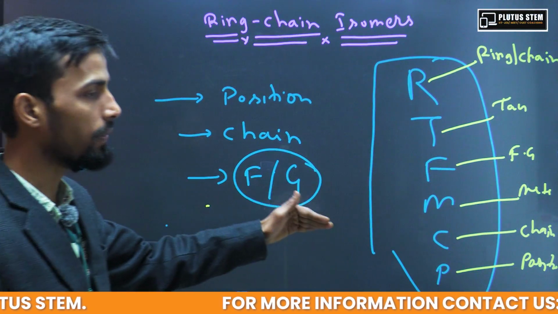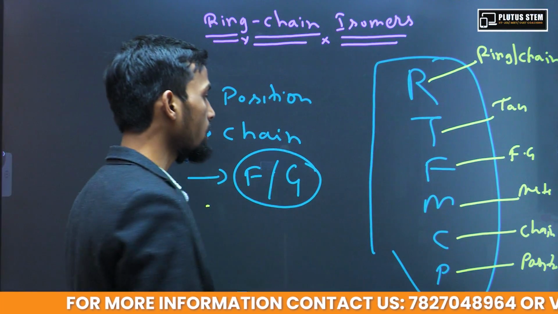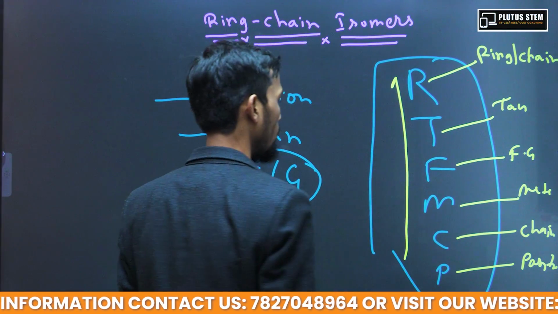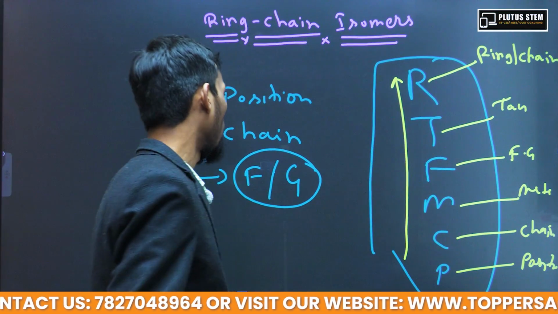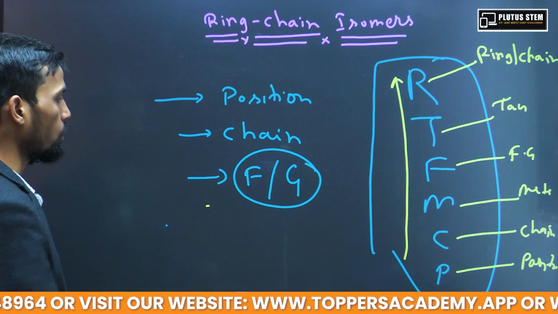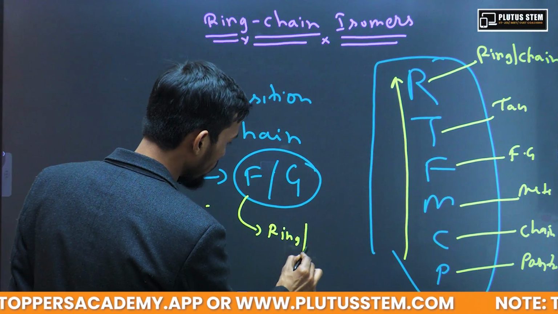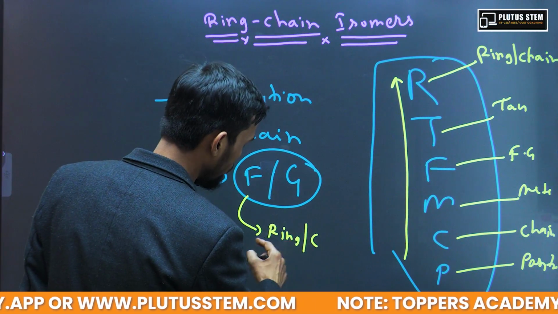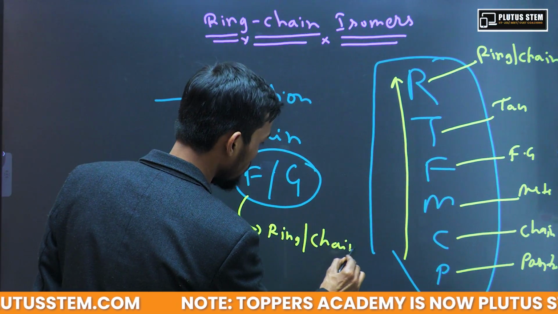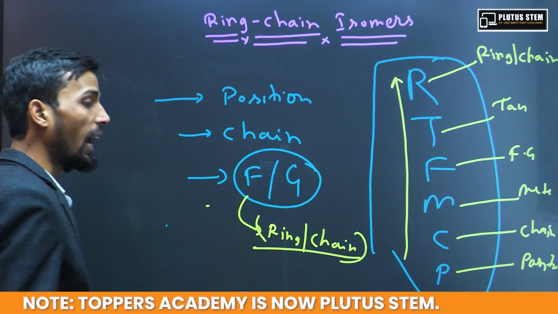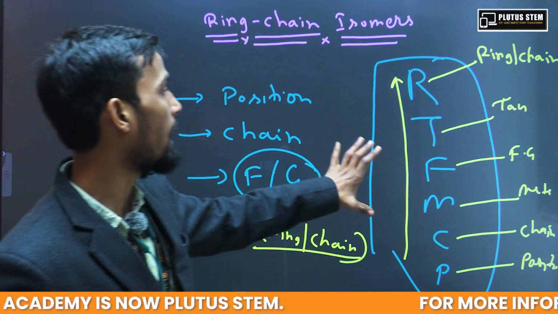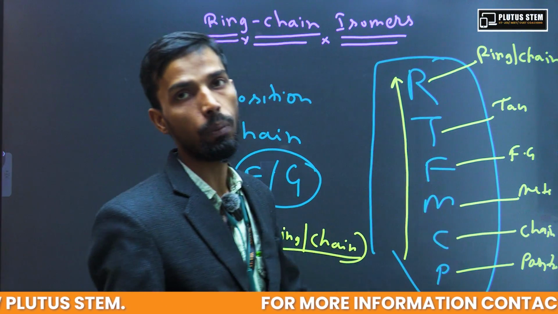So these are the different structural isomers, and this is their priority level. Position, chain and functional group, and ring chain, we sometimes call a subpart of functional group isomers only. But if it is asked separately, then it has a higher priority than functional group isomerism.